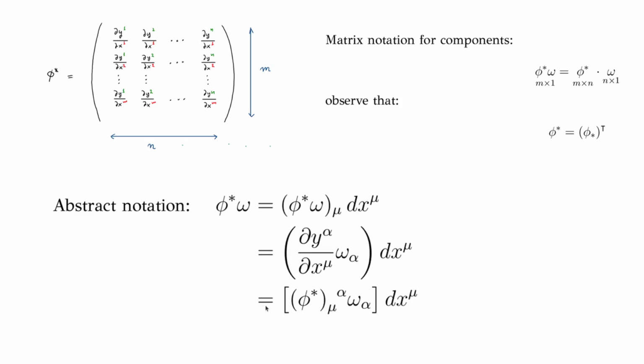So again, we have to make sure that we understand the notation. Usually by phi star omega, we denote the one form, not the matrix, and we see it here expressed as a linear combination of the coordinate one forms dx mu. And these are the components with respect to this basis.